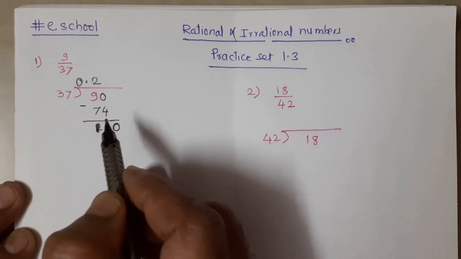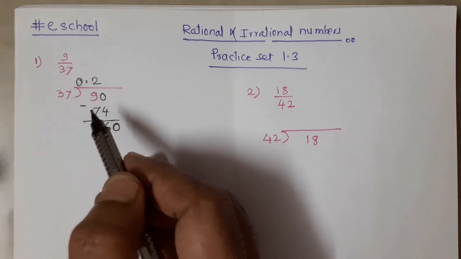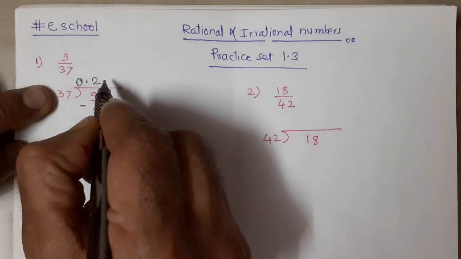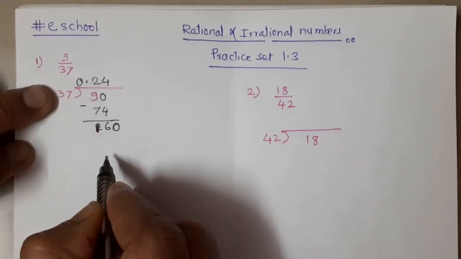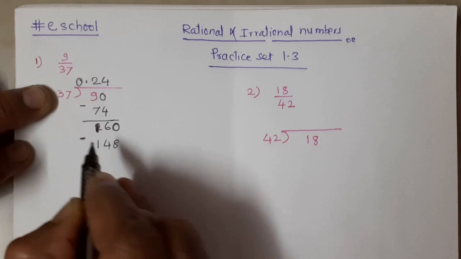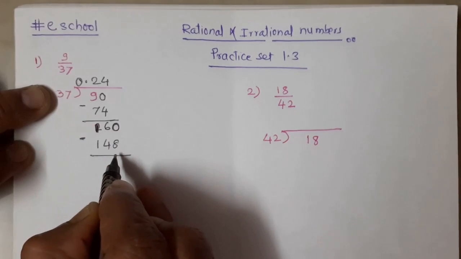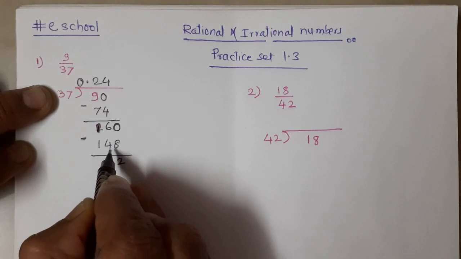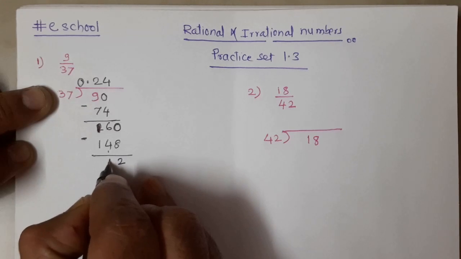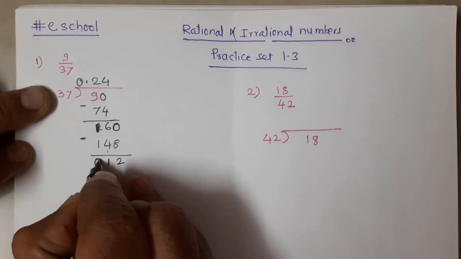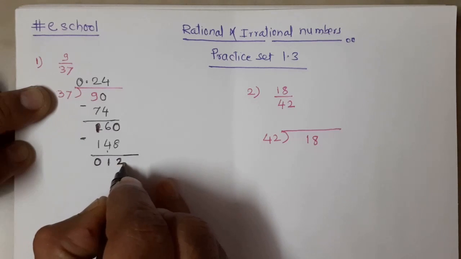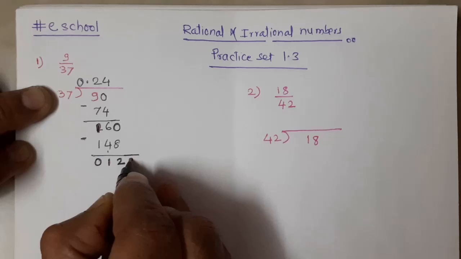So it is 160. 37 fours, I am writing 37 fours, and that comes out to be 148. So we have to subtract it. 10 minus 8 is 2, then 6 minus 5 is 1, so it is 12. So again we have to take a 0, so it will become 120.